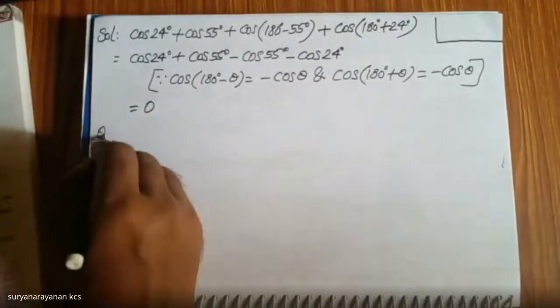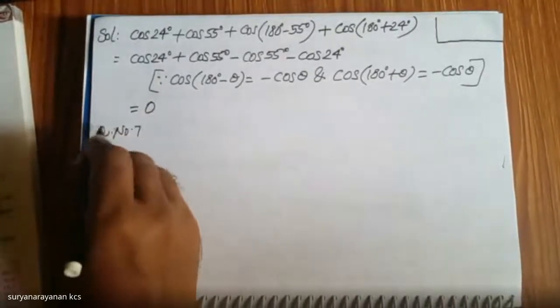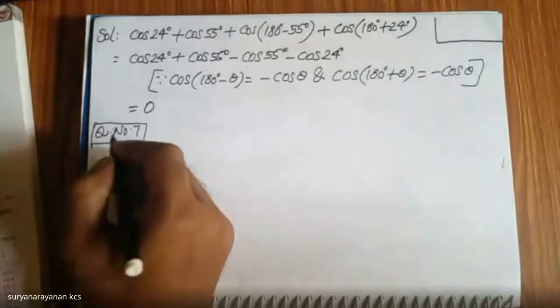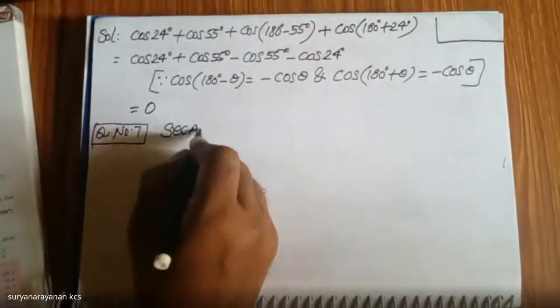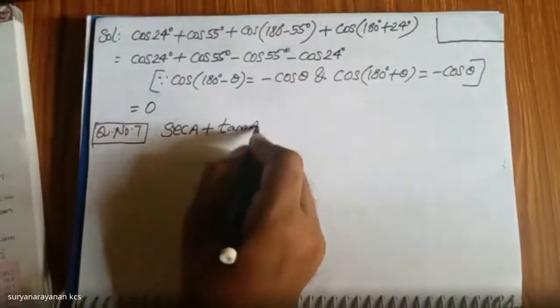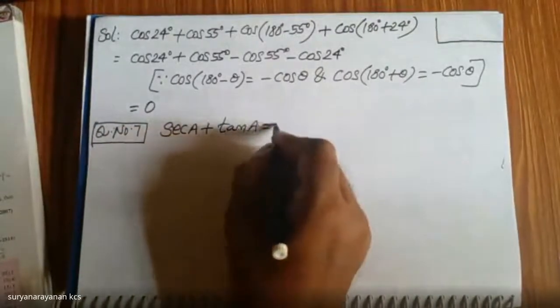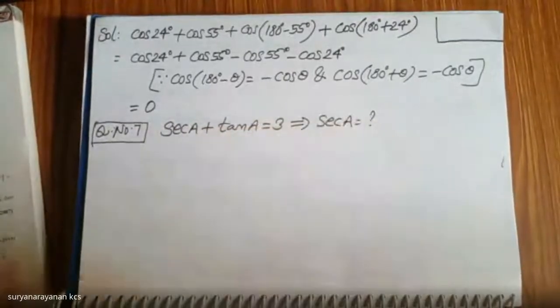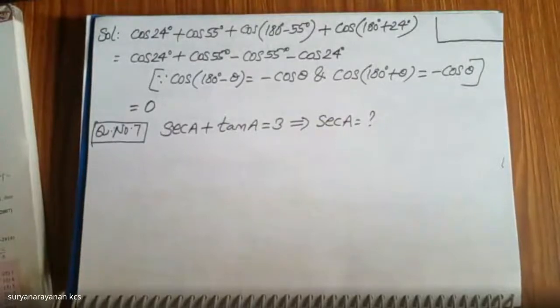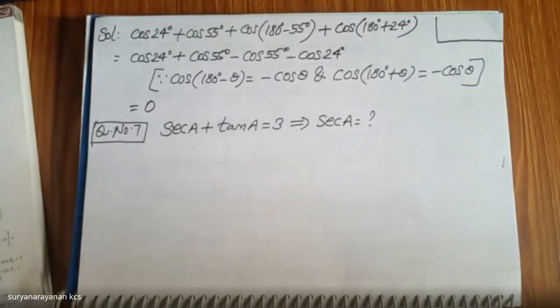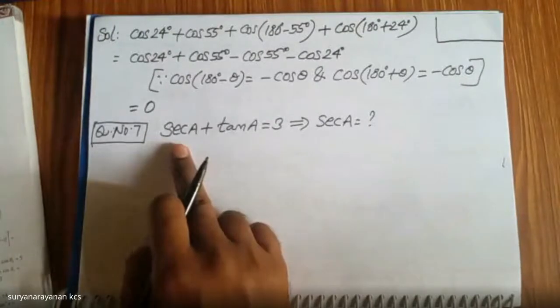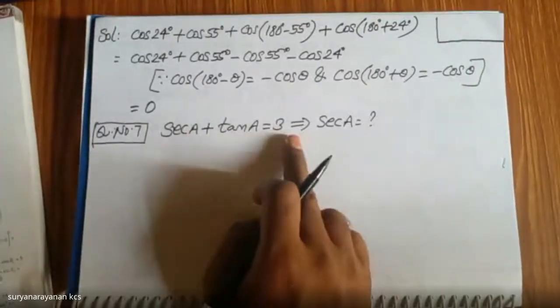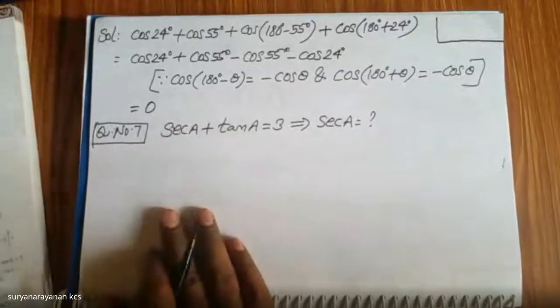Now question number 7. Secant A plus tan A is equal to 3. Then they asked, what is the value of secant A? How do you find the secant A value? Here it is given that secant A plus tan A is equal to 3. Then how do you find the secant A value?